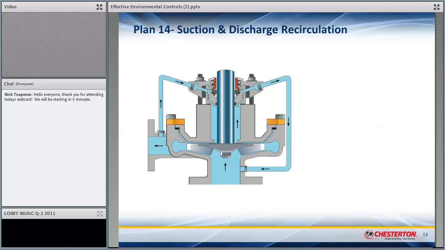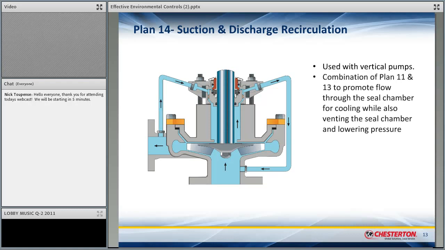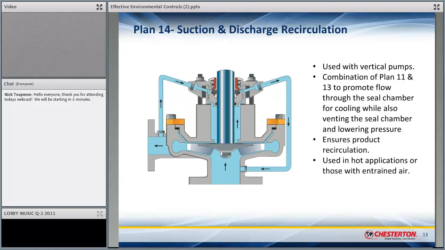Plan 14 is a suction and discharge recirculation piping plan, and that's also used with vertical pumps. It's a combination of a Plan 11 and a 13 to promote flow through the seal chamber for cooling, while also venting the seal chamber and lowering pressure. And it ensures product recirculation. We see this a lot in hot applications and those that are trained with air. So you might see that in water and wastewater and vertical applications, mostly to deal with the entrained air potential.